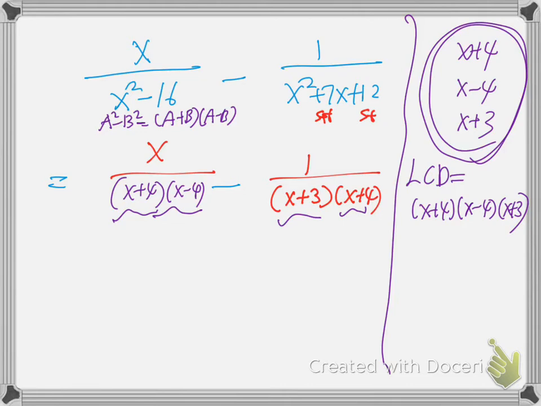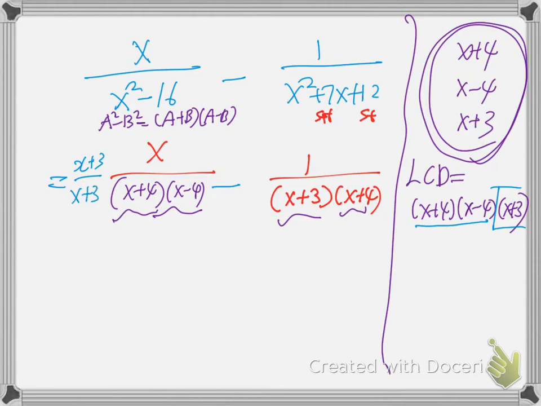So now let's compare this LCD with the first denominator. So what's the missing part? The first denominator has x plus 4, x minus 4. So the missing part is x plus 3. So the first fraction is multiplied by x plus 3, both on top and bottom.